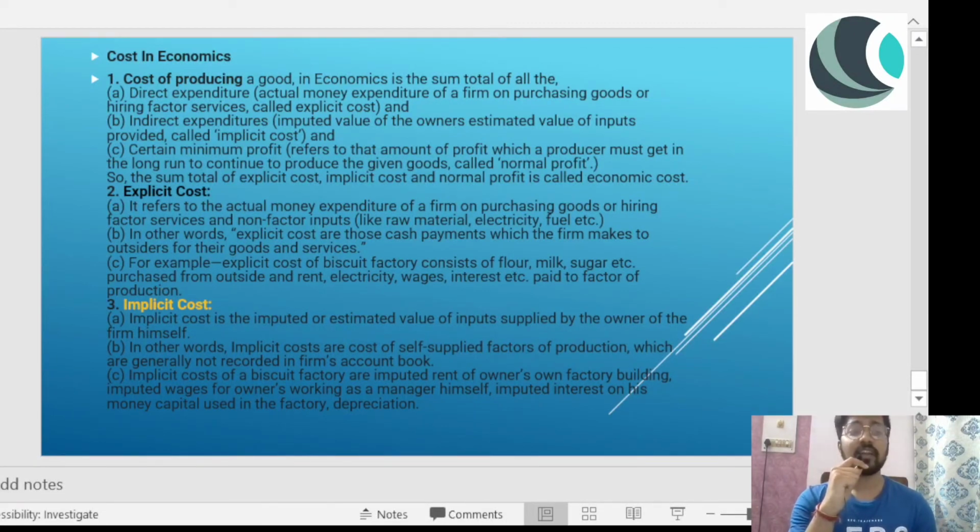I think I have been pretty clear with the elasticity of demand, the shift in demand curve, and finally the cost in economics, right?